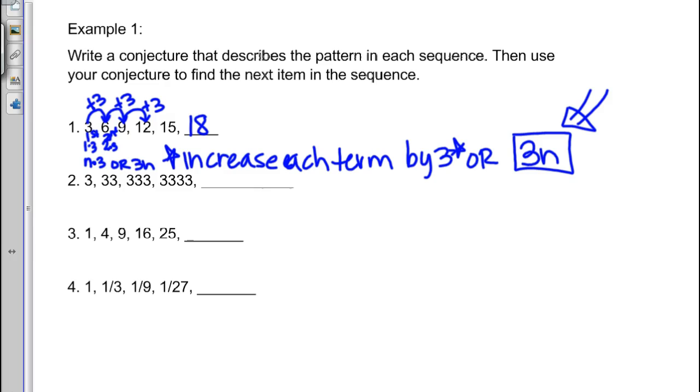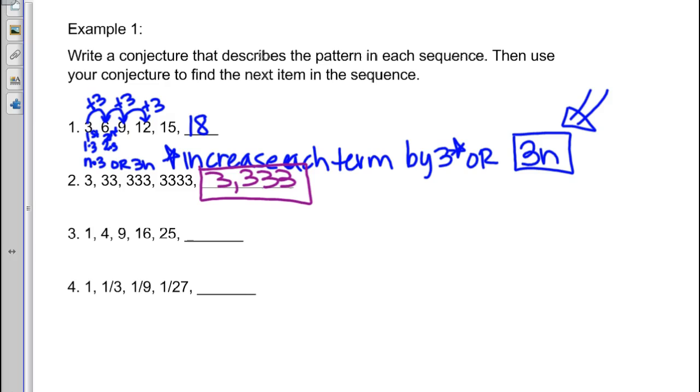All right, so now we're going to start with number 2. Number 2 says 3, and then 33, and then 333, and then 3,333. So you can see that they're increasing a digit each time. So first we have a 3 in the ones place, and then we include a 3 in the tens place, and then in the hundreds place. So the next one, there will be a 3 in the thousands place. So 3,333.